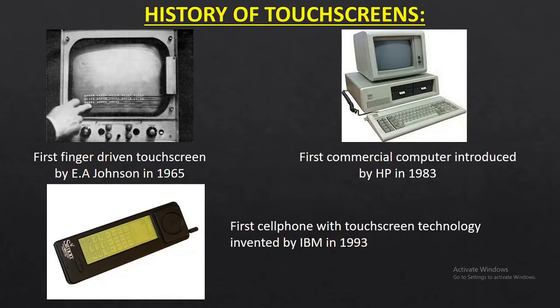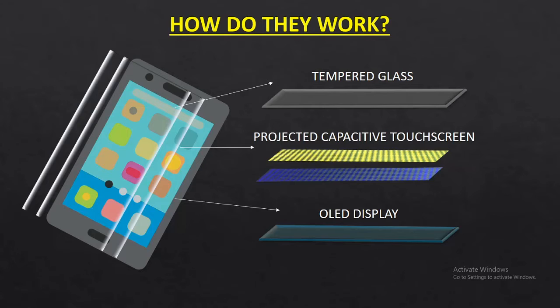Historians generally consider the first finger-driven touchscreen to have been invented by E. A. Johnson in 1965 in the United Kingdom, which was a capacitive touchscreen. In 1970, the first resistive touchscreen was invented. The first commercial computer was introduced by HP with a Sony CRT surrounded by infrared transmitter and detector in 1983. The first cell phone with touchscreen technology was invented by IBM, that is International Business Machines Corporation, in 1993.